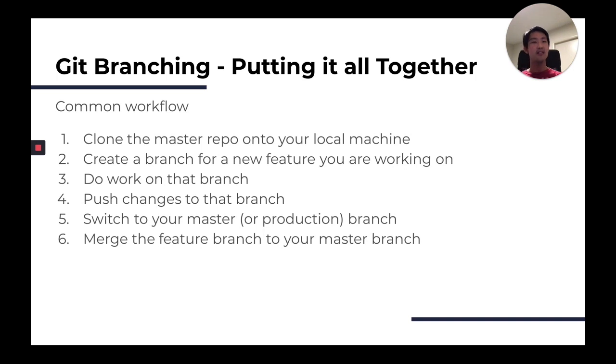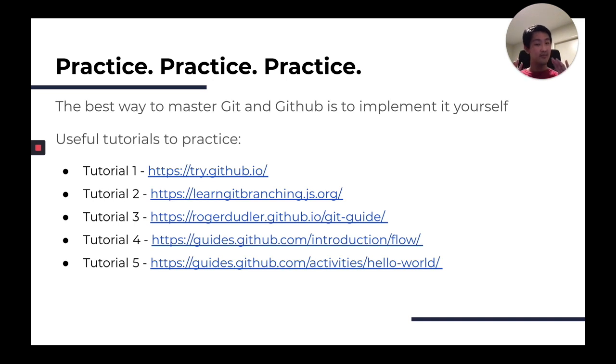So putting it all together, the common workflow for Git branching involves cloning the master repo onto your local machine, making a new branch for this new feature, doing the work on that branch, pushing the changes to that branch onto GitHub, right? So GitHub is going to have that copy of that new branch, and then you're going to want to switch to your master or production branch and then merge that new branch into your master branch. So again, a lot of stuff, but of course, the best way to master it is to practice.